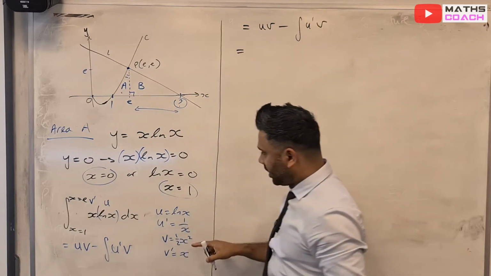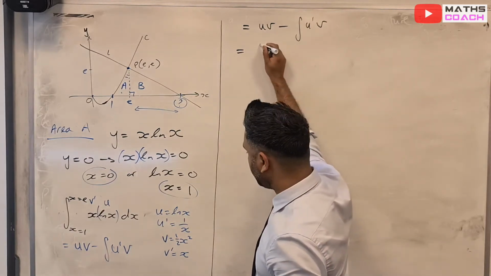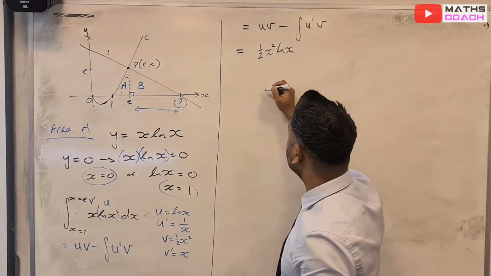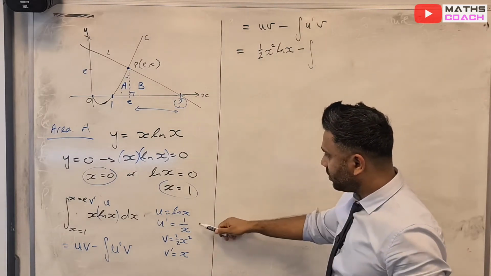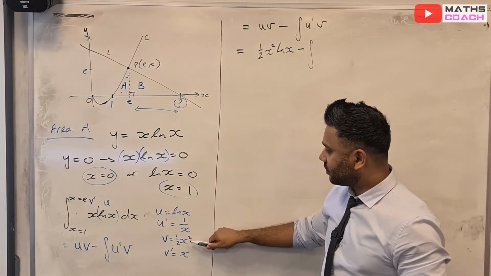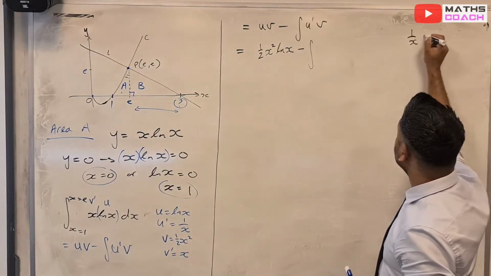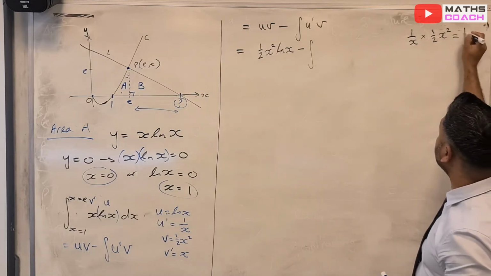And if you look here, u is ln x and v is a half x squared. So that gives us a half x squared ln x when you substitute in for the u and v, minus the integration of u dash v. If you look here, u dash is 1 over x and v is a half x squared. So if you multiply 1 over x with a half x squared and simplify, obviously that will give you a half.